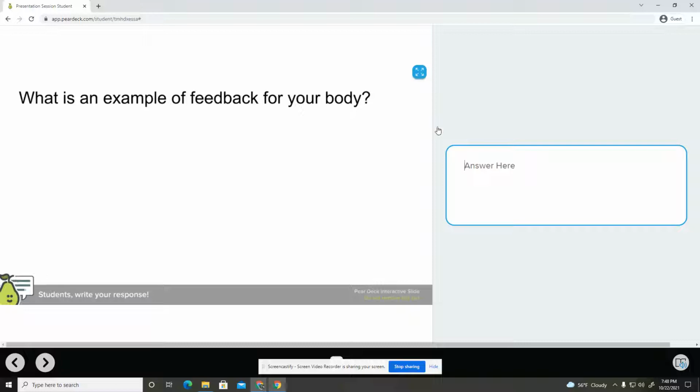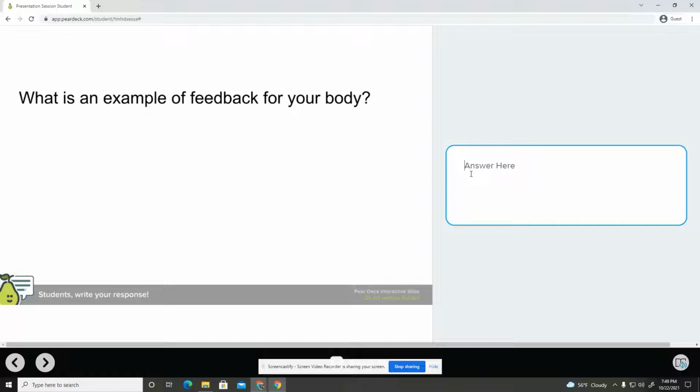What is an example of feedback for your body? There's a lot of answers here. Some of the ones that I like the best are the feeling of hunger, or when your stomach growls because you're hungry, your blood glucose has dropped down, and your body is attempting to persuade you to eat by making you feel hungry or having your stomach rumble.